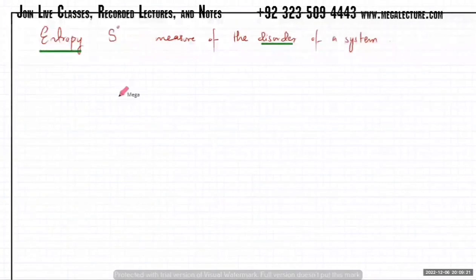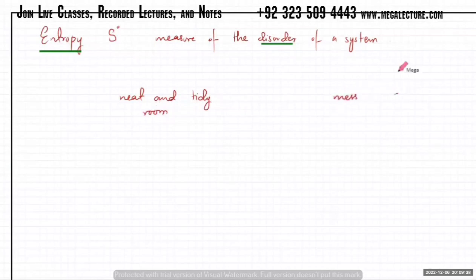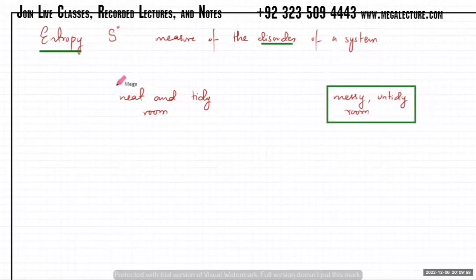ठीक है, तो I explained last time that if there's a very neat and tidy room, ठीक है, and on the other hand you've got a very messy and untidy room. The one is a high entropy state, the other one is a low entropy state. So there are two states of the same thing. One of the states is low entropy, the other one is high entropy.